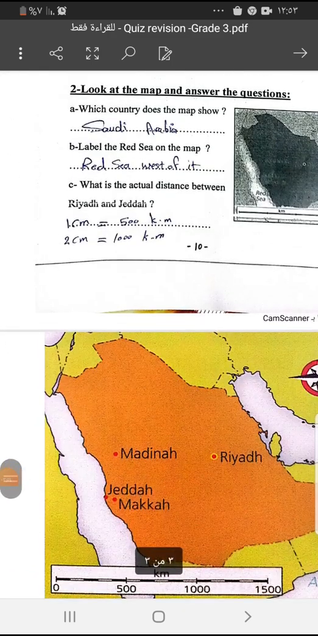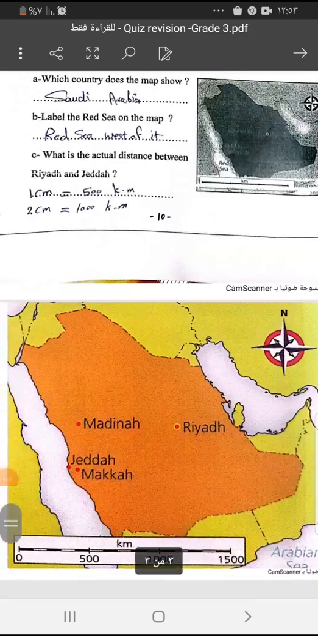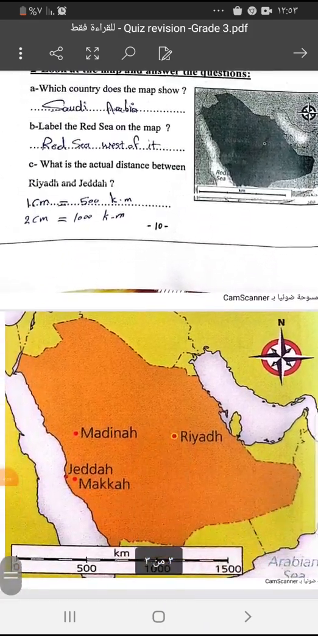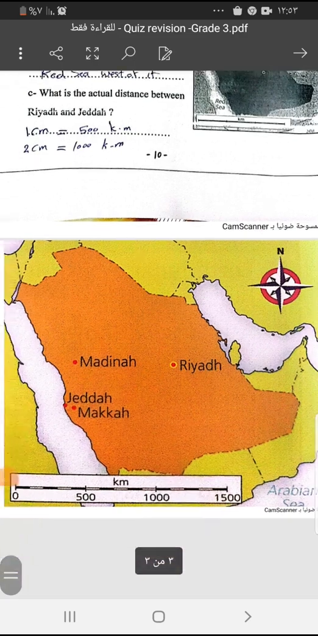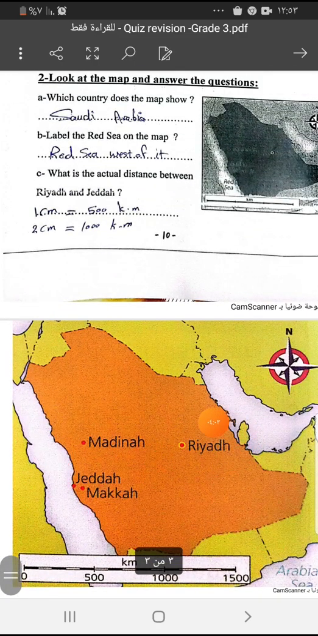This lesson is telling us how to use the scale. Look here, this map is not so clear, and that's why I made it bigger here. Look, this is a map of Saudi Arabia. These are the 4 most important cities in Saudi Arabia: Riyadh, the capital of it, Jeddah, Mecca, and Medina. The sea in the west, this one, is the Red Sea.